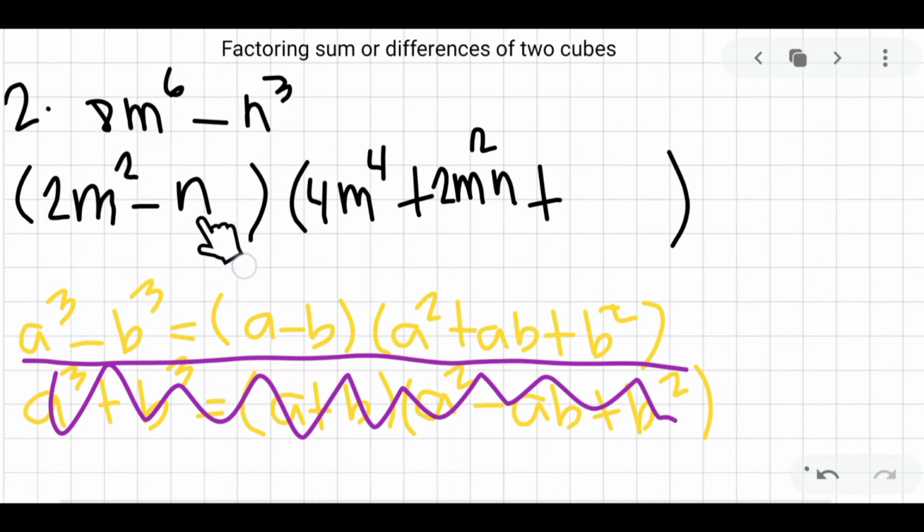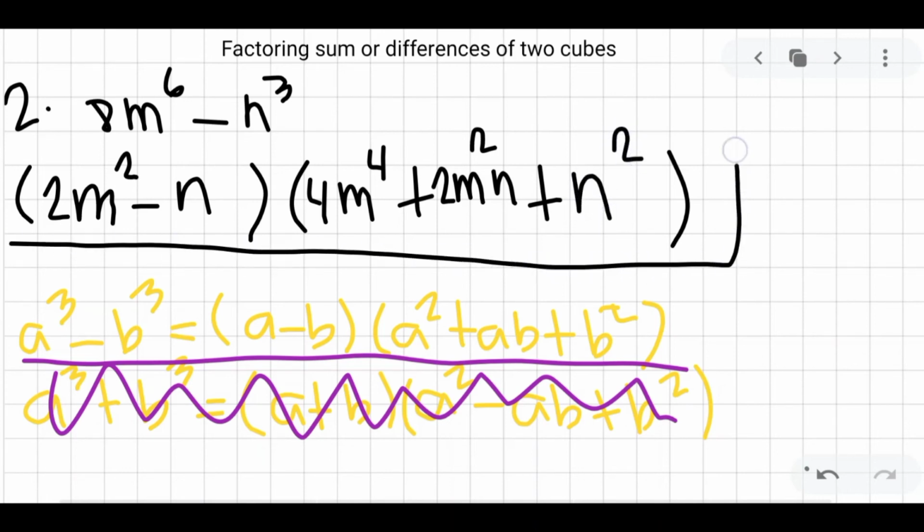Next, kanina, we multiply the first term twice. Ngayon, for our last term, we multiply the last term twice. So, n times n, the answer is n squared. And this is our final answer.